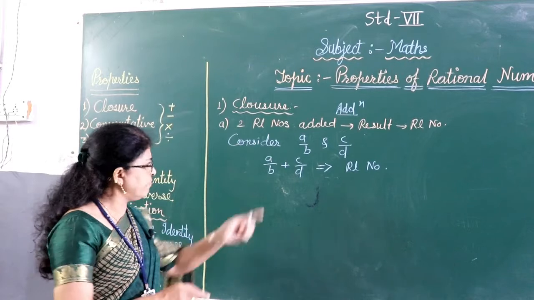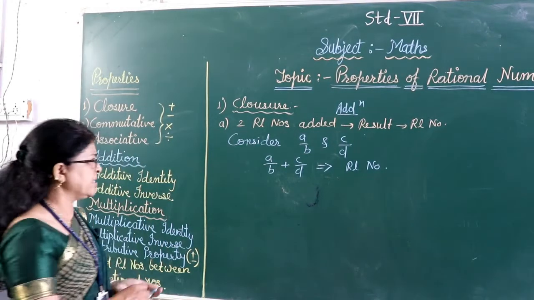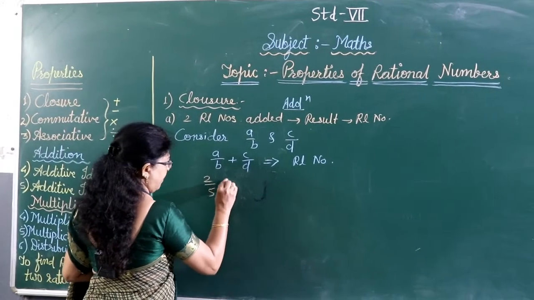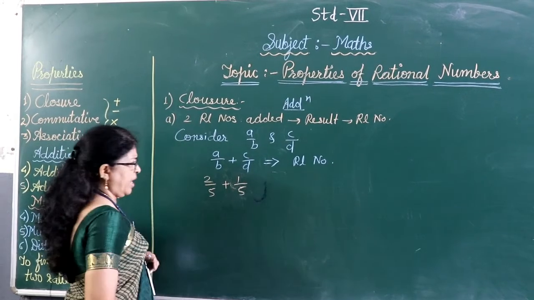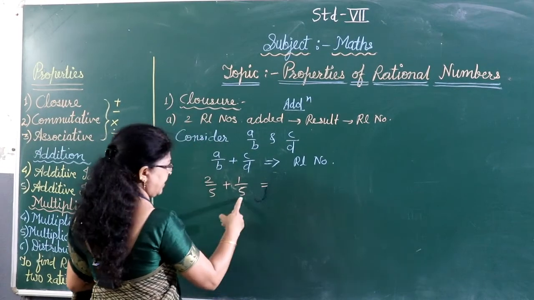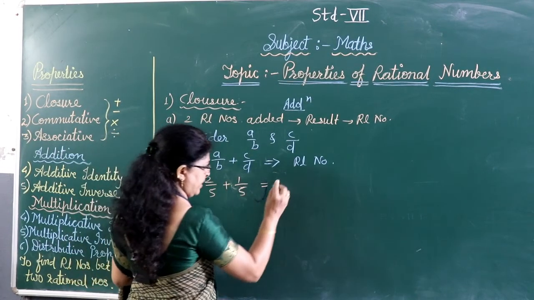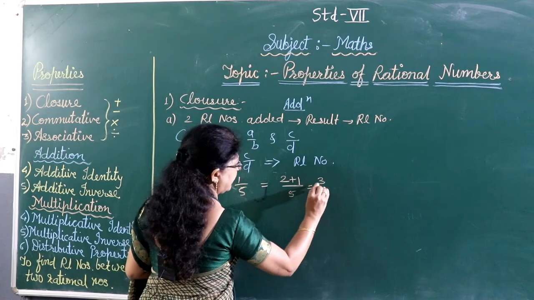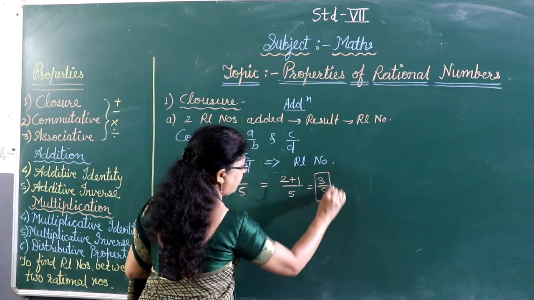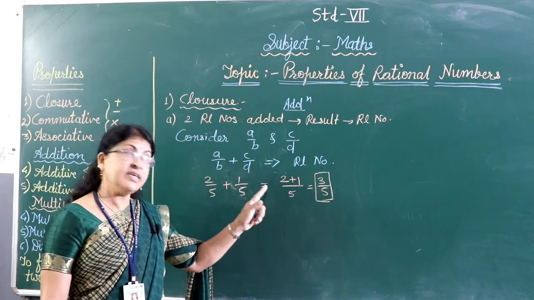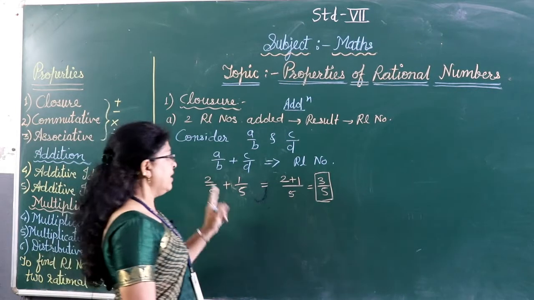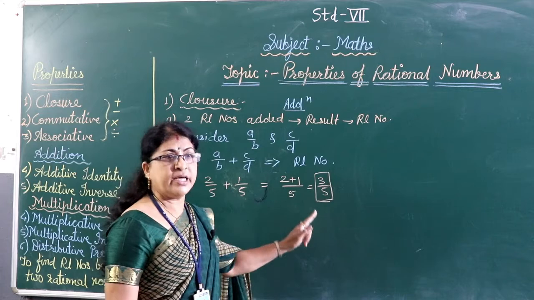Now I will explain with an example. For example, 2 by 5 plus 1 upon 5. What answer will you get? See, the denominator is the same, so we just add the numerators. So 2 plus 1 upon 5 means 3 upon 5. Is 3 upon 5 a rational number? Yes, it is a rational number. It means we can say that addition of rational numbers is closed.